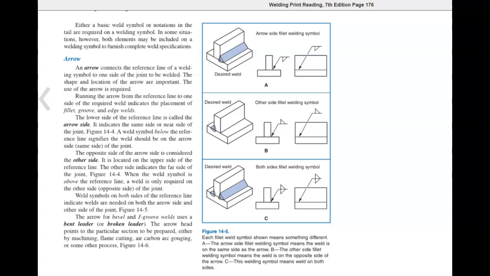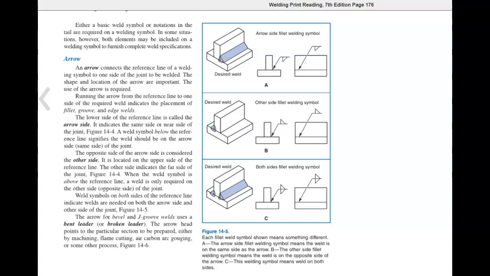The opposite side of the arrow side is considered the other side. It is located on the upper side of the reference line. The other side indicates the far side of the joint. When the weld symbol is above the reference line, the weld is only required on the other side, or the opposite side of the joint. Weld symbols on both sides of the reference line indicate welds are needed on both the arrow side and the other side of the weld joint.